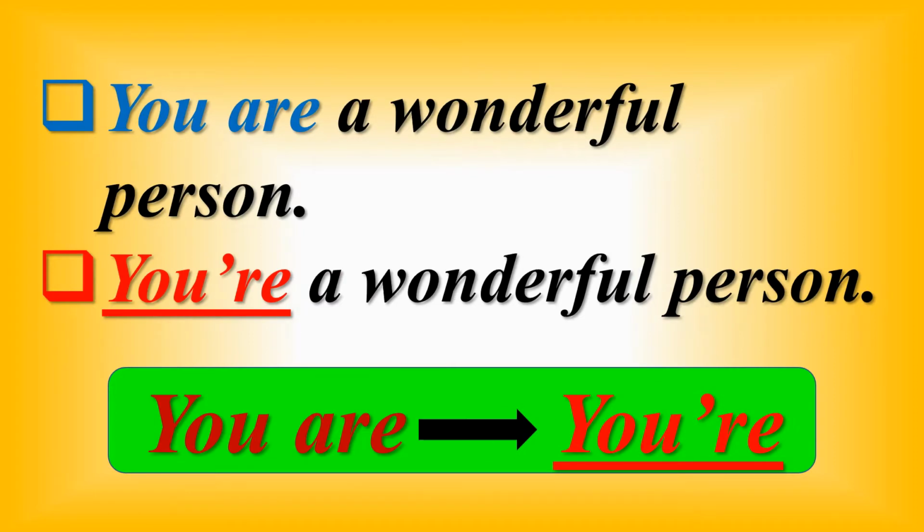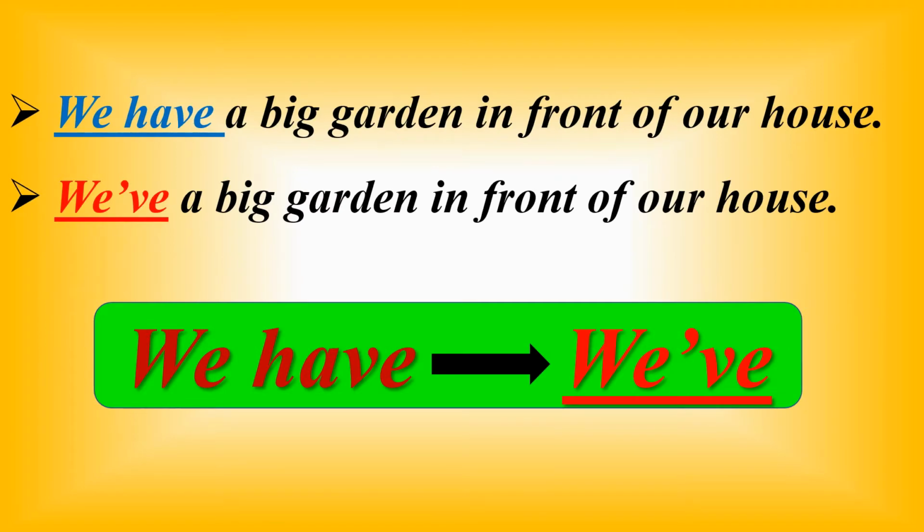Second example. You are a wonderful person. Now we'll write the same sentence by using a contraction. You're a wonderful person. Here, you are is written in a short form, that is you and apostrophe re. Next example is, we have a big garden in front of our house. Instead of writing the full form, we use a contraction with the apostrophe. So the sentence can be written as, we've a big garden in front of our house.